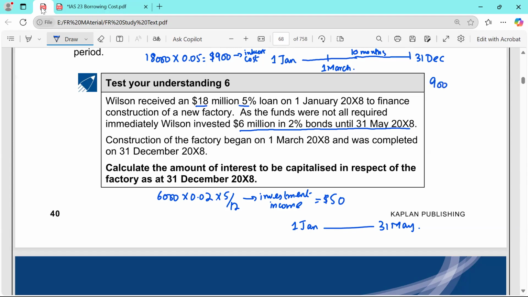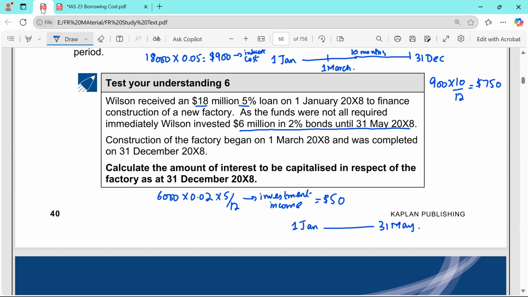So what is the interest cost of 10 months? 900 is for the year. So do that 900 by 12 times 10. So that is 750. So if let's say the investment income would not have been there, simply 750 you would have capitalized, right? 750 you would have capitalized that.